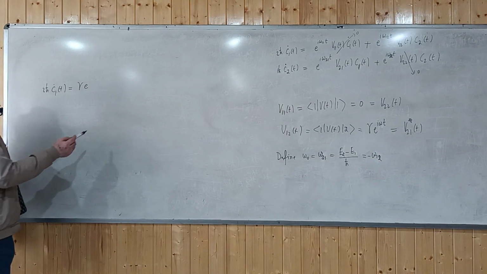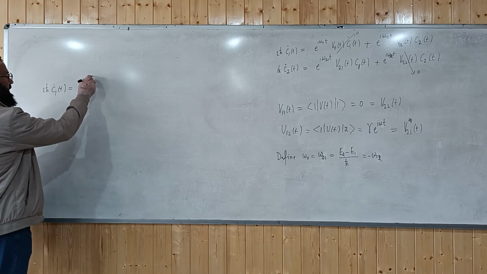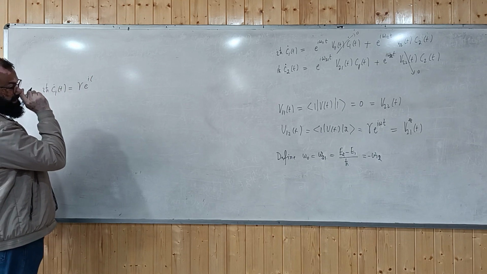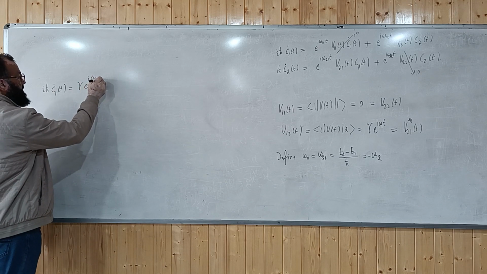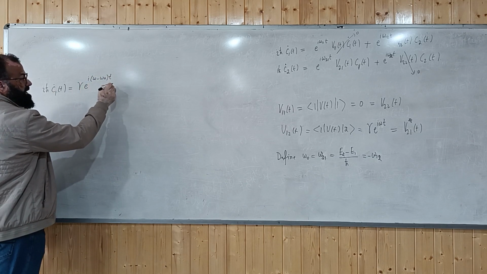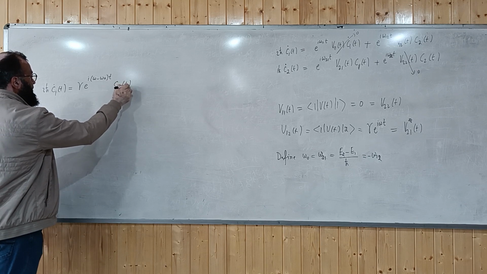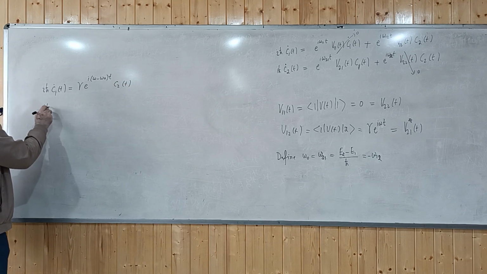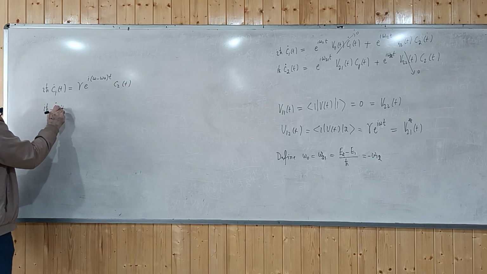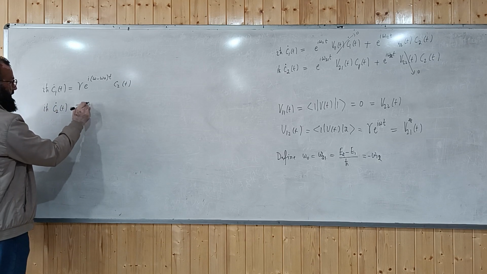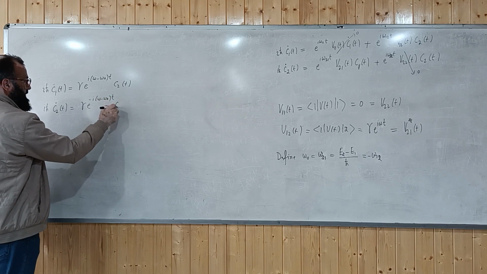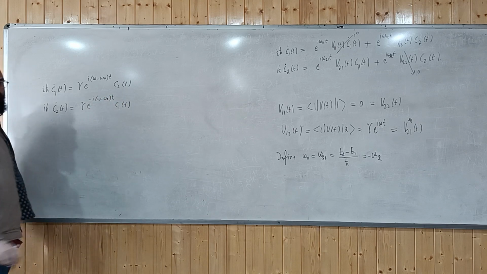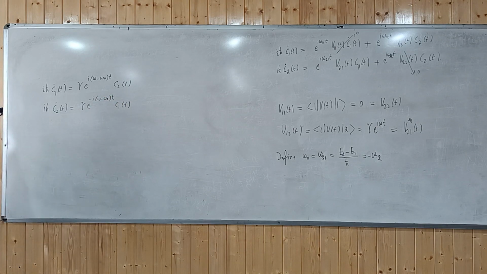So this will be simply e raised to i, it will be minus omega naught, so it is simply (omega minus omega naught) t, then you have C2 of t, and you have i h bar C2 dot, so it is equal to gamma e raised to minus i (omega minus omega naught) t C1 of t. So these are two coupled differential equations. Clear? So can you solve it?